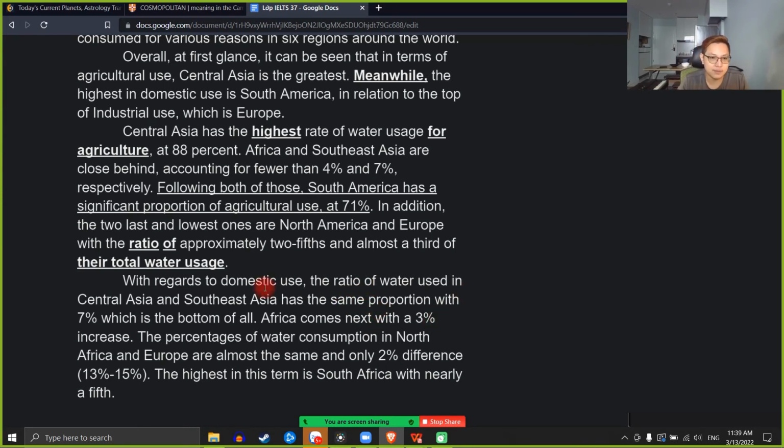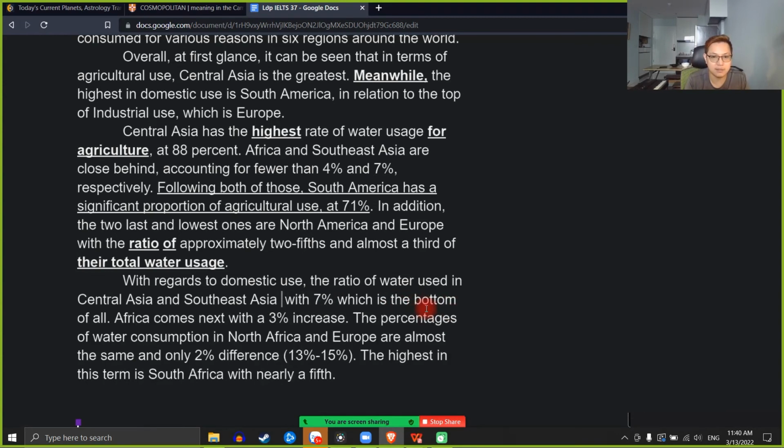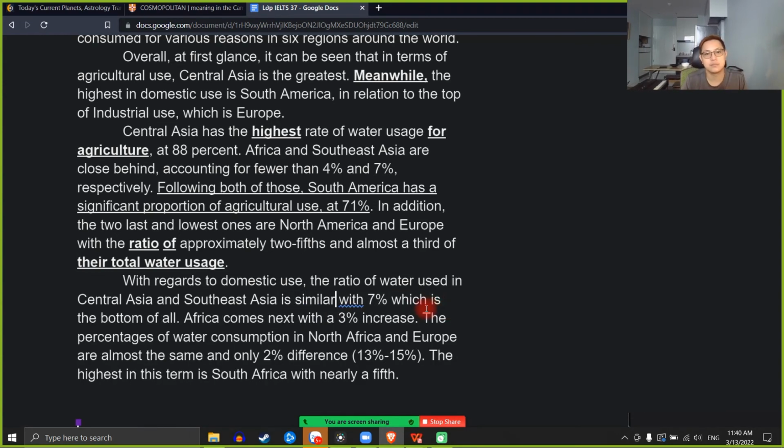The ratio of water use in Central Asia, South Asia, are similar, or is similar. Tỷ trọng nước sử dụng cho hai vùng này thì giống nhau, phải với 7%. It's similar, and then comma. Cái chỗ này có dấu phẩy và đằng sau đó có cái gì đó thì cái khúc này nó sẽ là một cái thông tin phụ thêm thôi. So when you put a comma here, all the information after that will be extra information, not the main information.